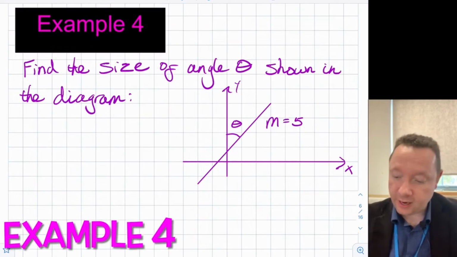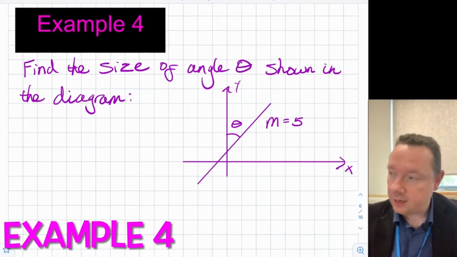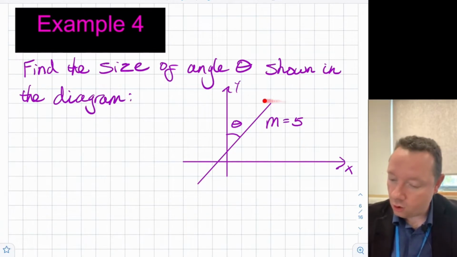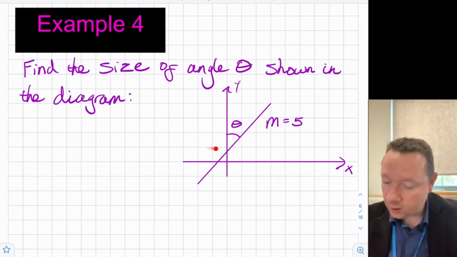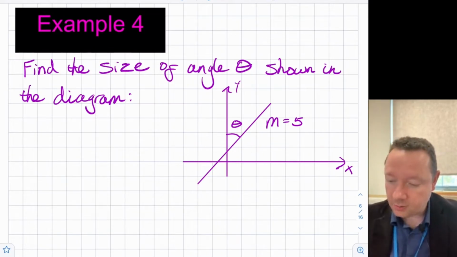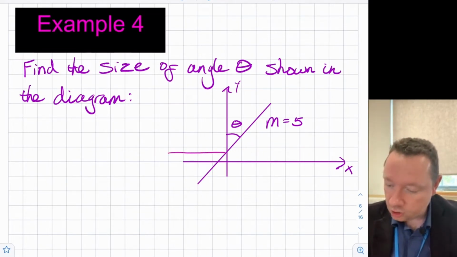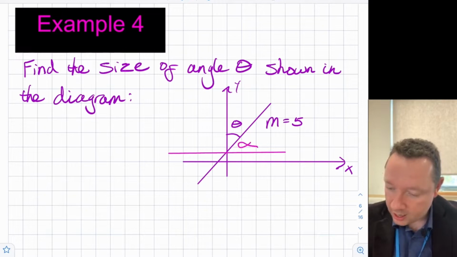Example 4 says find the size of angle theta shown in this diagram. And we have got the diagram here where theta, again, is on the y-axis. So it's a bit of a trick, but we can work out some other angle and it adds up to 90. So if I draw that in here, if I just draw a horizontal line across here, as best I can, we know that we can work out this angle here, let's call it alpha.